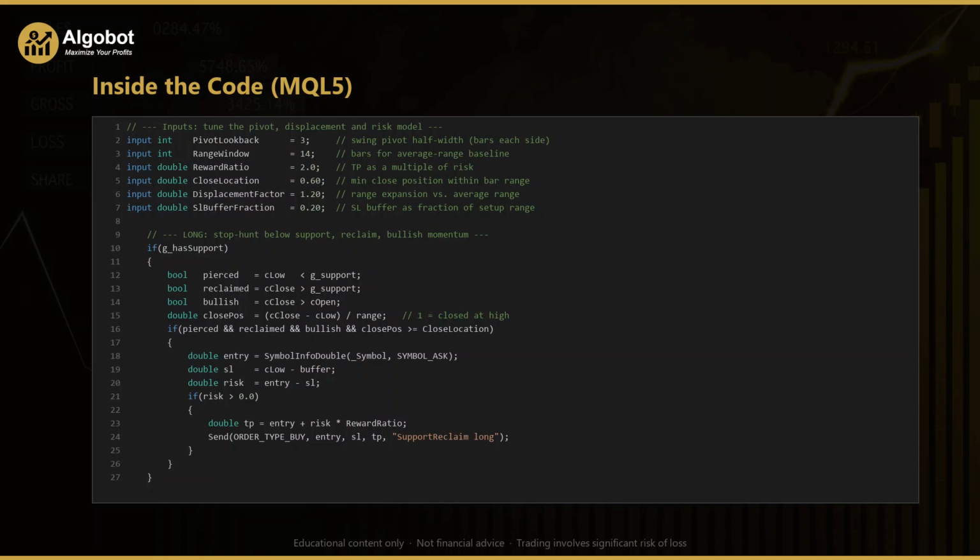The single if statement requires all four to be true together, and it requires closePos to be at least your close location setting. When that passes, the EA reads the current ask price as the entry, sets the stop loss to the candle's low minus the buffer, and computes risk as entry minus stop. As long as that risk is positive, take profit becomes entry plus risk times your reward ratio, and the order is sent. The short block, not shown here, is the exact mirror image using resistance, the bid, and the candle's high. It's clean, readable, and every decision traces straight back to price.